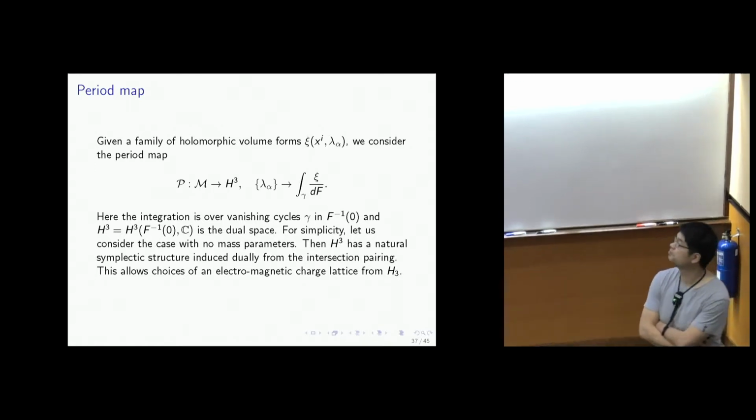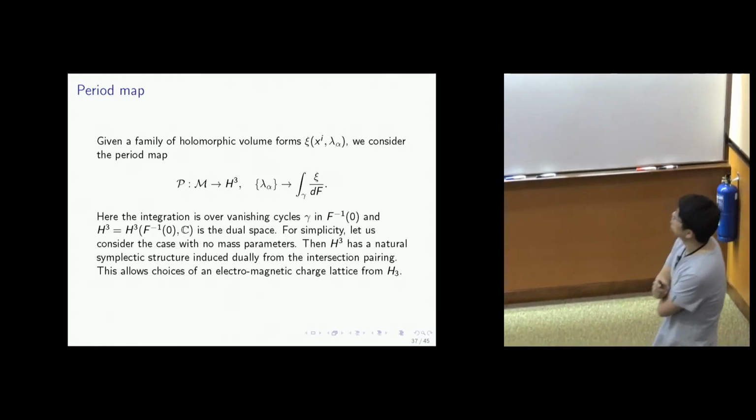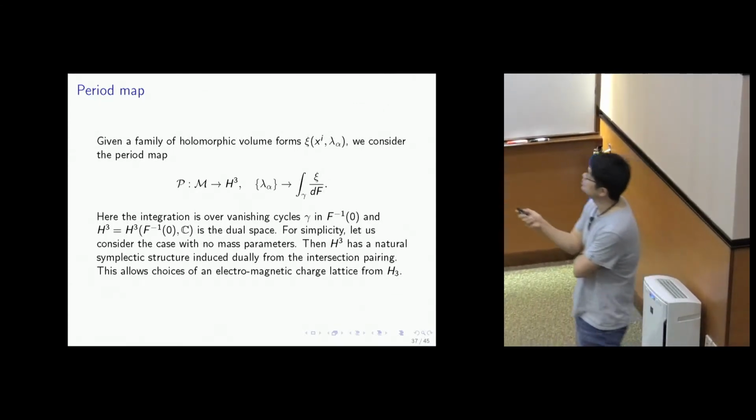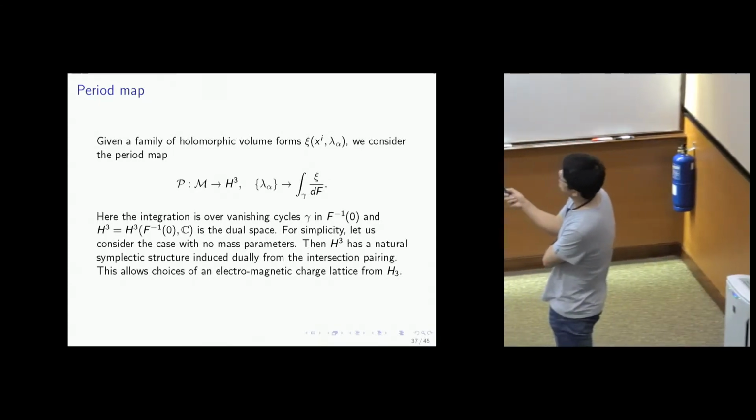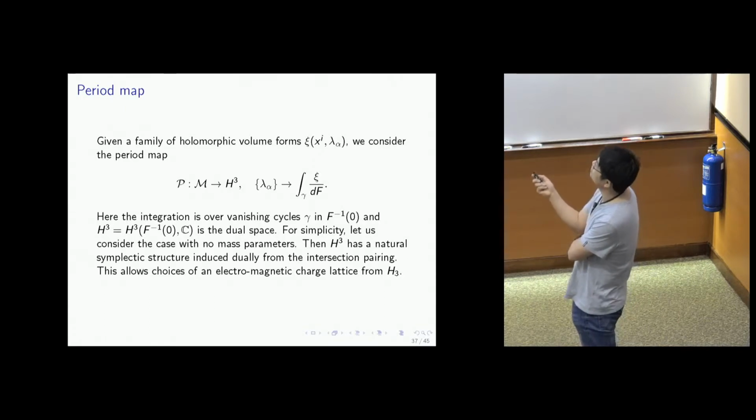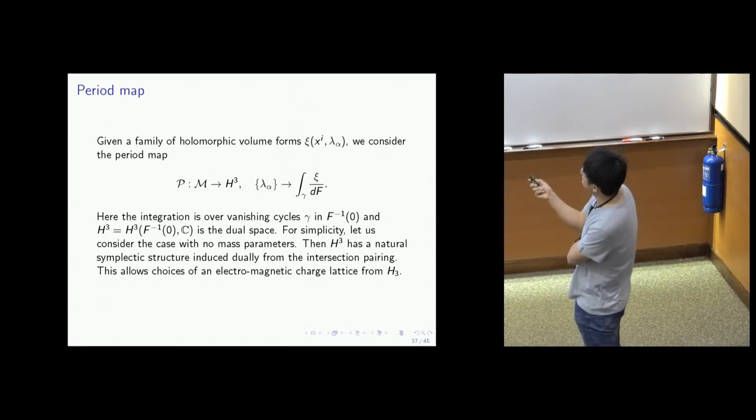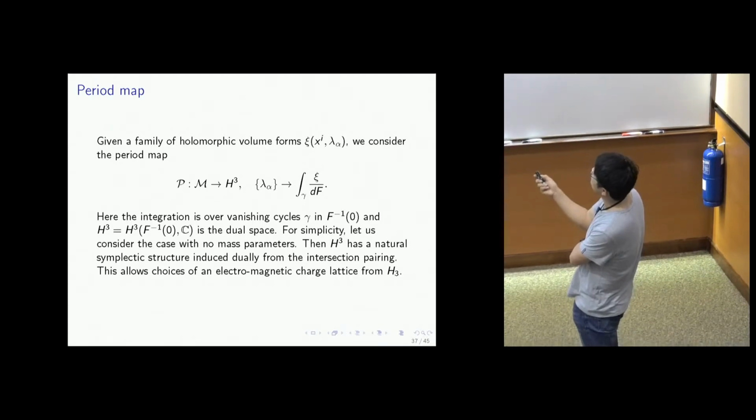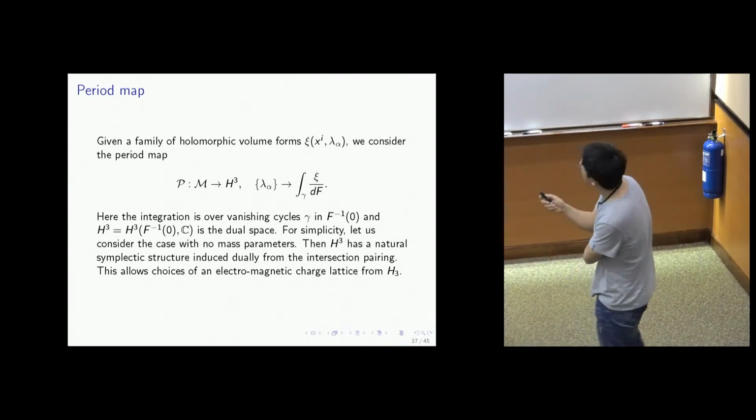Now, given this family of holomorphic volume forms, we consider the following period map. This is like a deformation parameterized by, say, lambda. Suppose you have some choice of the volume form, and you look at the periods of the vanishing cycle. So as I mentioned, over this choice of deformation, you integrate over some choice of vanishing cycle, and that gives you the period.